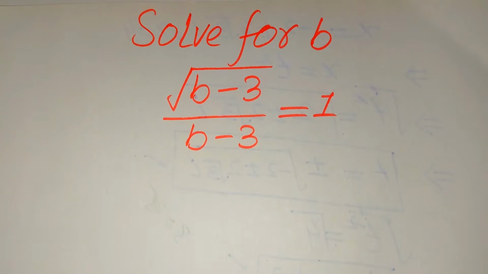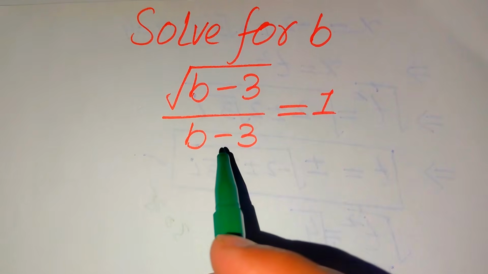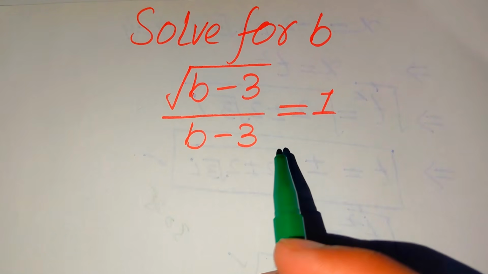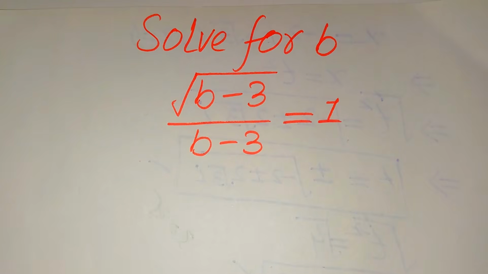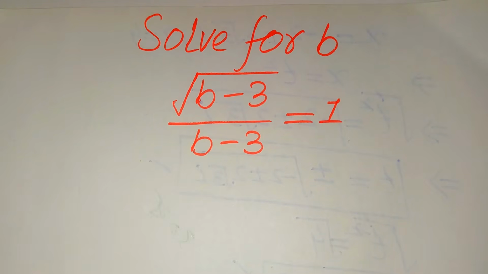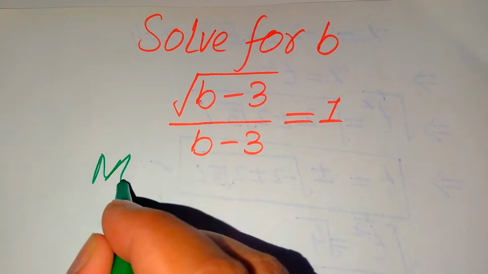So here we have the square root of b minus 3, divided by b minus 3, equals 1, and we solve this problem for all the values of b. First we need to find all the roots of this equation, and at the last we will verify which of the roots are solutions and which of the roots are extraneous roots. Further, we solve this problem with two methods.